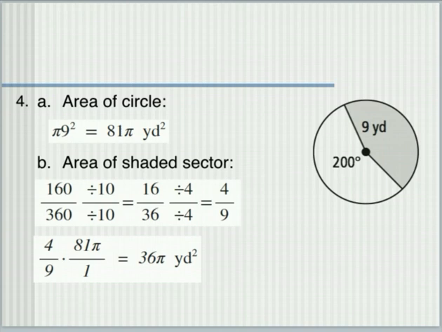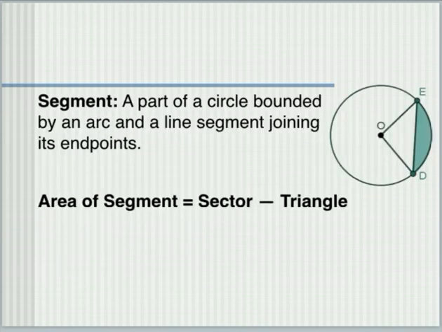Now, there's one last thing you need to learn about in this lesson, and that's how to find the area of a circle segment. A segment is an odd word in math in that it has more than one definition. The most common one, as you know, is a line segment. A circle segment is completely different.